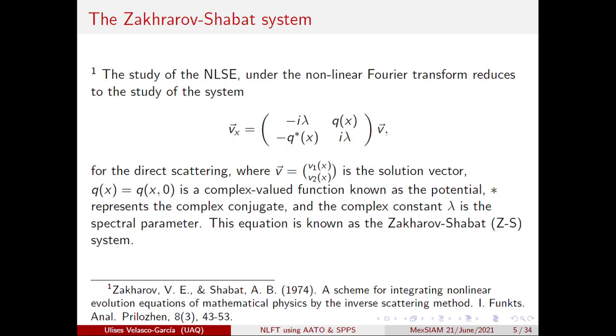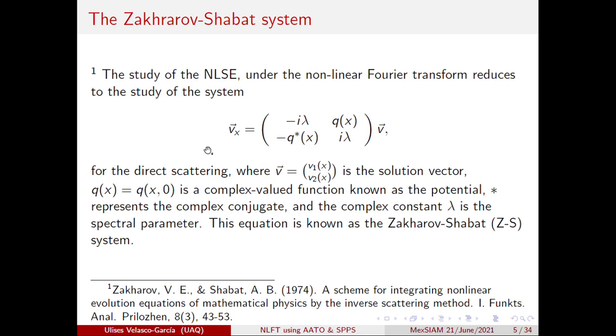So when we're studying the nonlinear Schrödinger equation, it reduces under the nonlinear Fourier transform to a differential system, which is called the Zakharov-Shabat system, and is actually this system I'm presenting here, where lambda is the spectral parameter, Q is the same complex function I was showing for the nonlinear Schrödinger equation with a specific time, for instance 0. Star represents the complex conjugate. Remember that this is in general a complex-valued function.